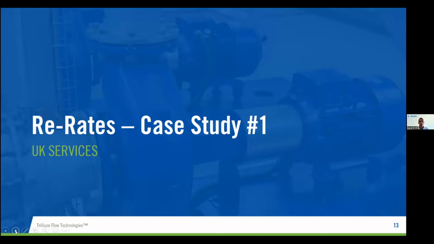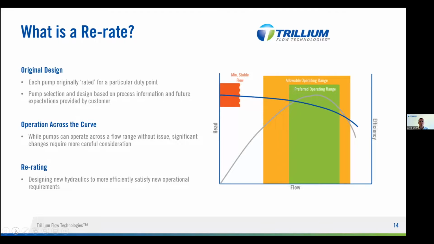Thanks, Chaz. I'd just like to start by talking through the kind of re-rates that we quite often get involved with, and we've had quite a lot of success with in the past. So first off, what is a re-rate for people who might not know? Each pump is essentially rated for a particular duty point, and that pump would be selected and designed based on the process information and future expectations, and that would be provided by the customer at day one.